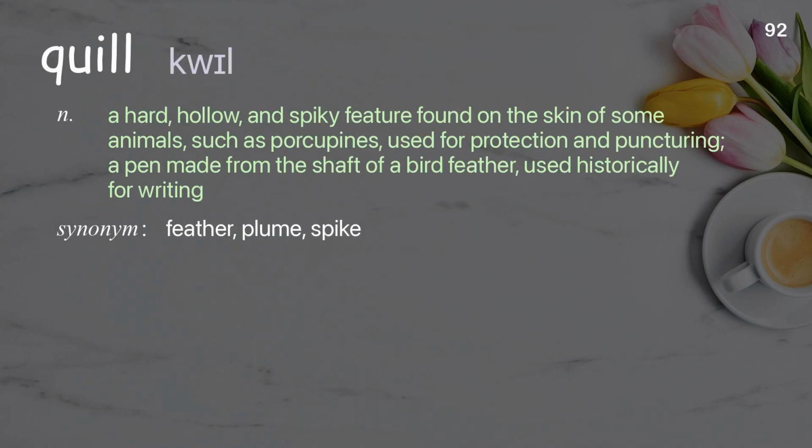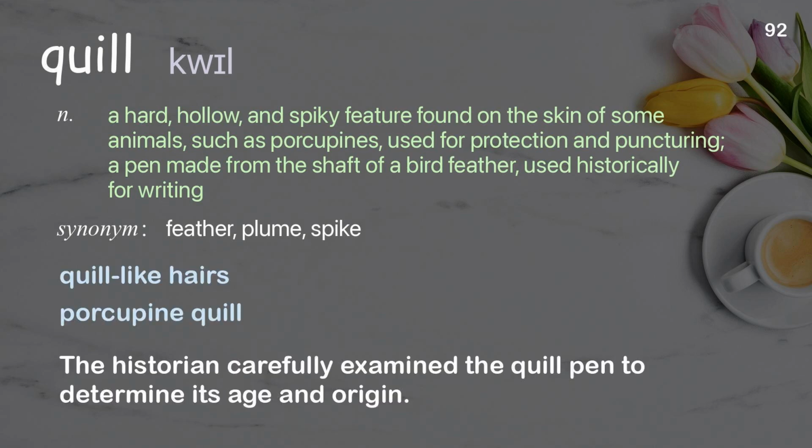Quill: a hard, hollow, and spiky feature found on the skin of some animals, such as porcupines, used for protection and puncturing. A pen made from the shaft of a bird feather, used historically for writing. Examples: quill-like hairs, porcupine quill. The historian carefully examined the quill pen to determine its age and origin.